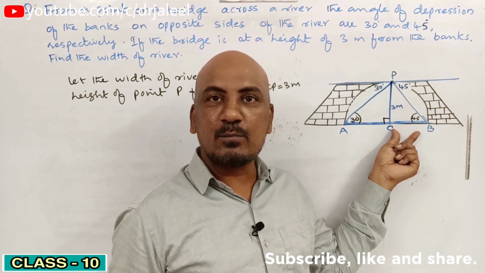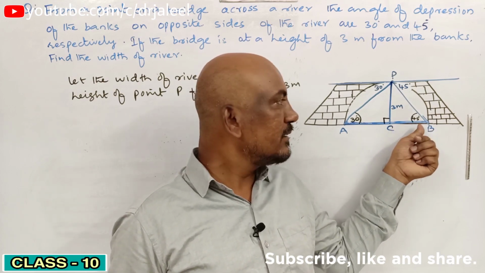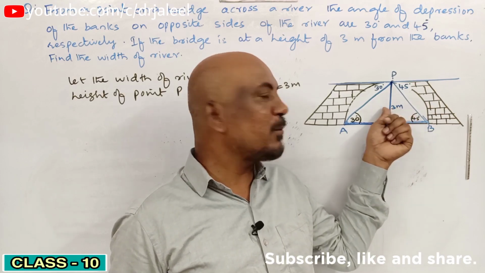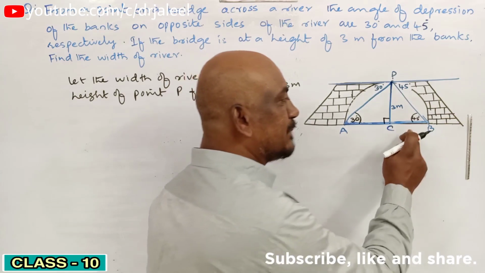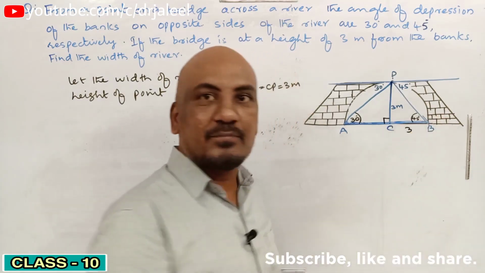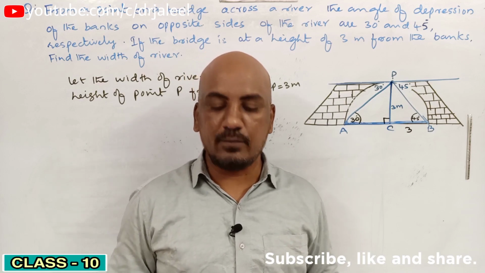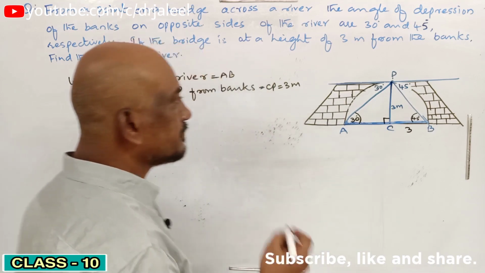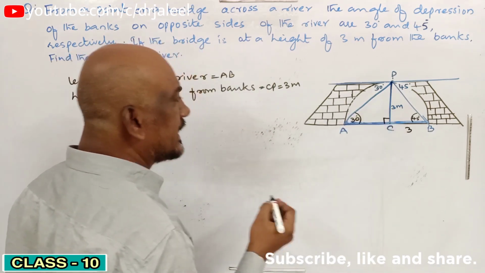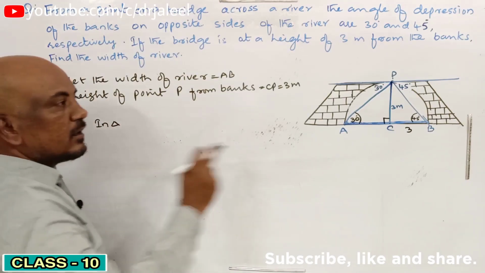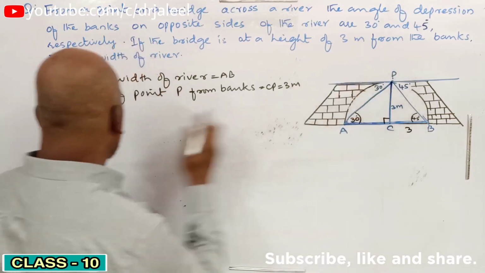Here there is one more clue I can give: it is 45. What if the angle is 45? Opposite and adjacent will be equal. That means this is nothing but 3 meters. Just find this and add, and you will get the width of the river. Let us work on it, children. First, in which triangle shall we take? In triangle ACP.